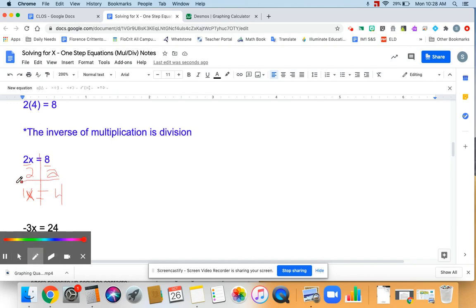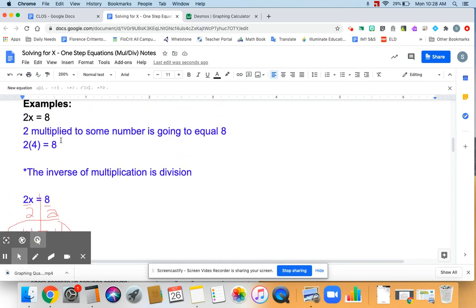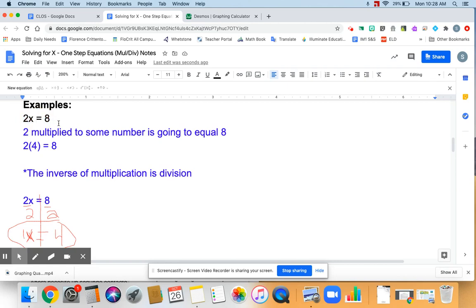So then I've solved for x. I know my answer is that x has to be 4. And this equation up here is 2 4s equal 8.